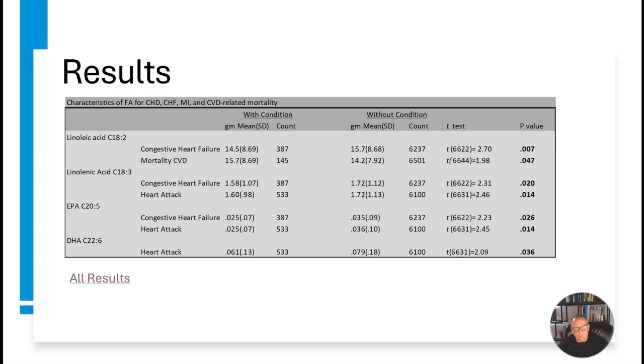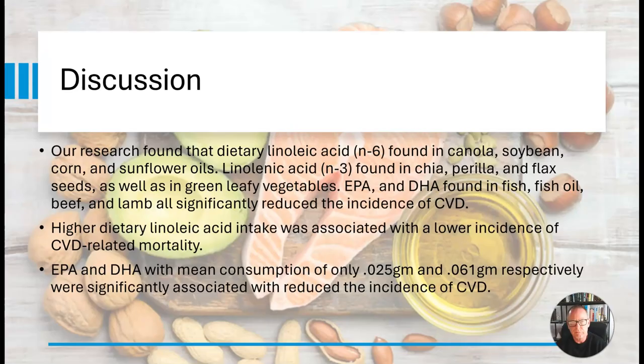So it turned out that there were 4 of the fatty acids which came out with significance, showing that they are good to consume for coronary heart disease, congestive heart failure, and heart attack, and death by cardiovascular disease. So if you see here, here are the 4 that showed significance: EPA, DHA, linolenic acid, and linoleic acid.